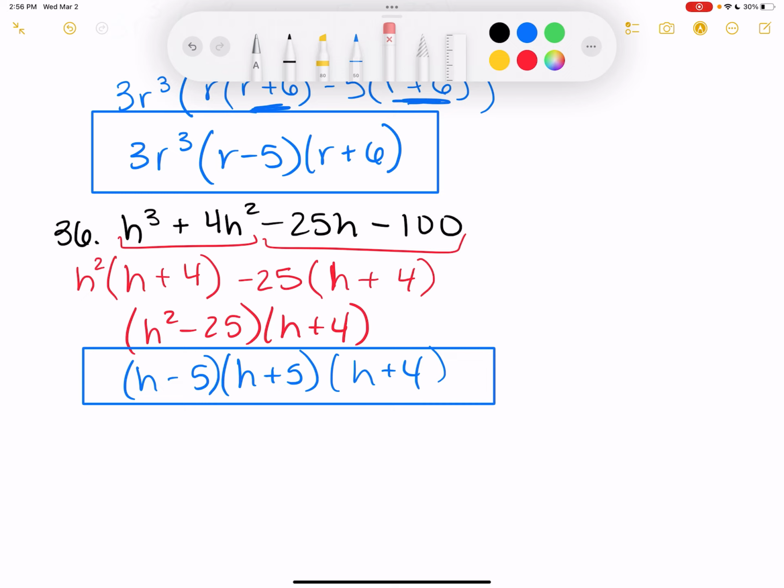I want y'all to try some problems on your own because I am greatly concerned about this factoring situation. 3 through 35 odd. Okay, you can start this now. You'll have some time tomorrow to work on this.